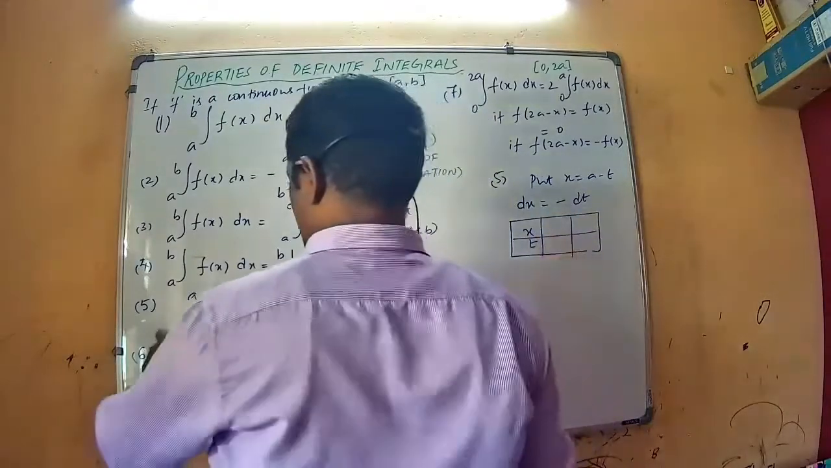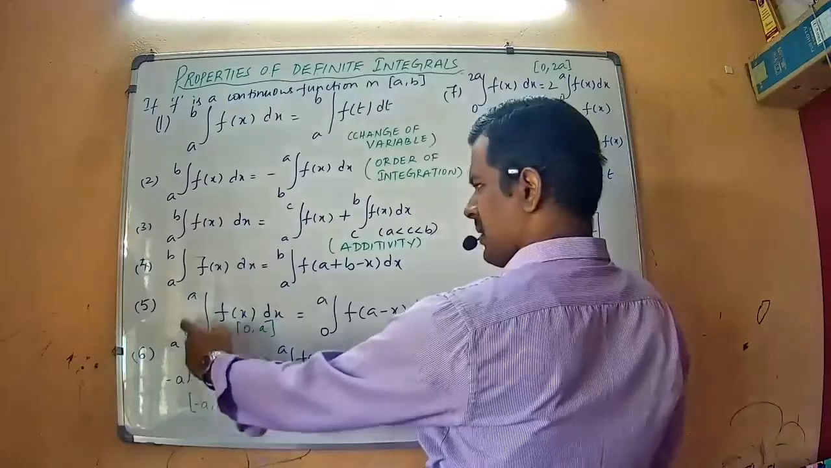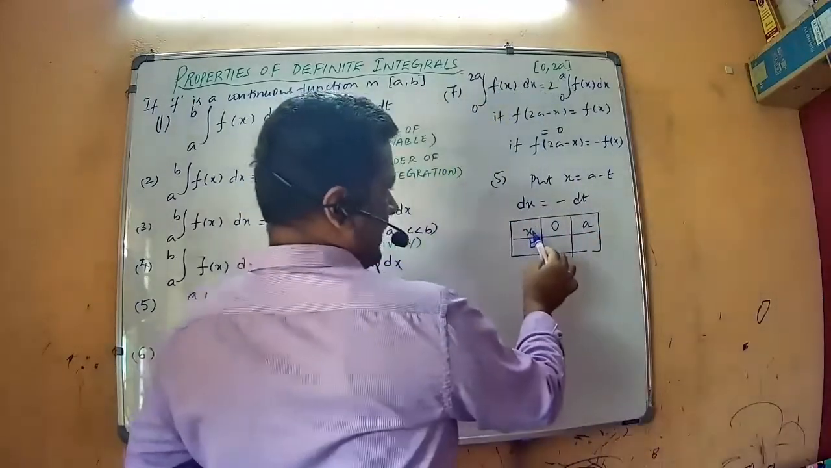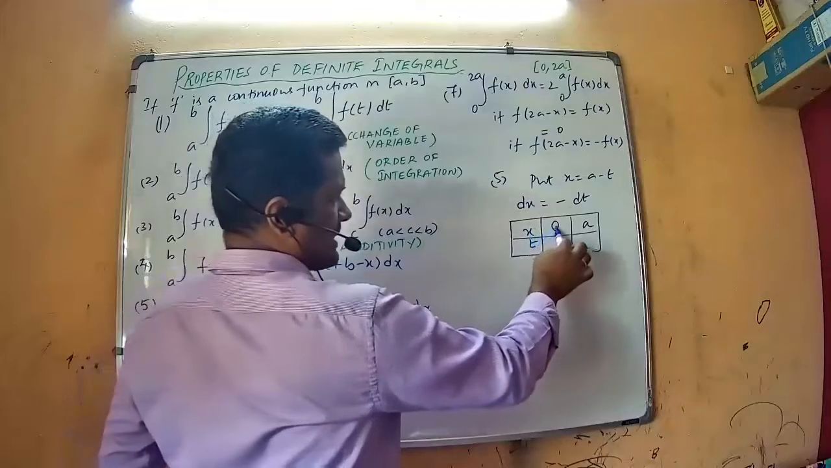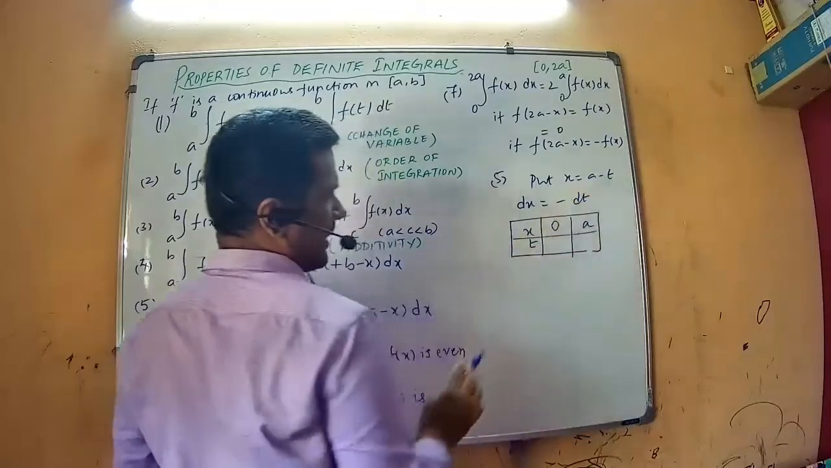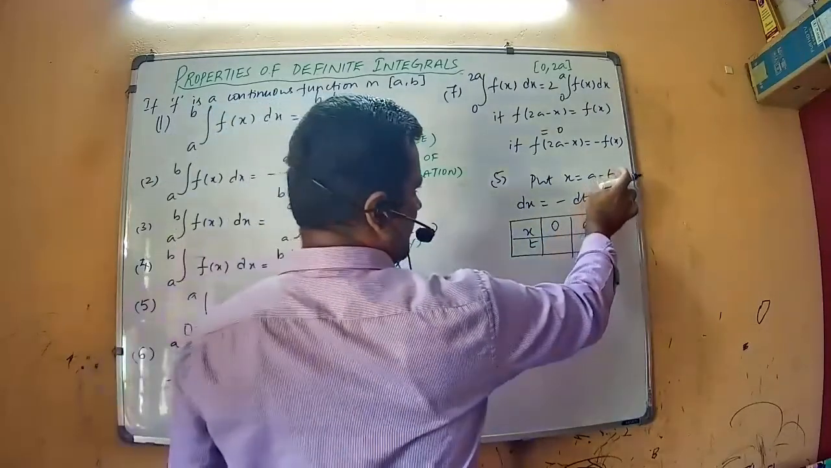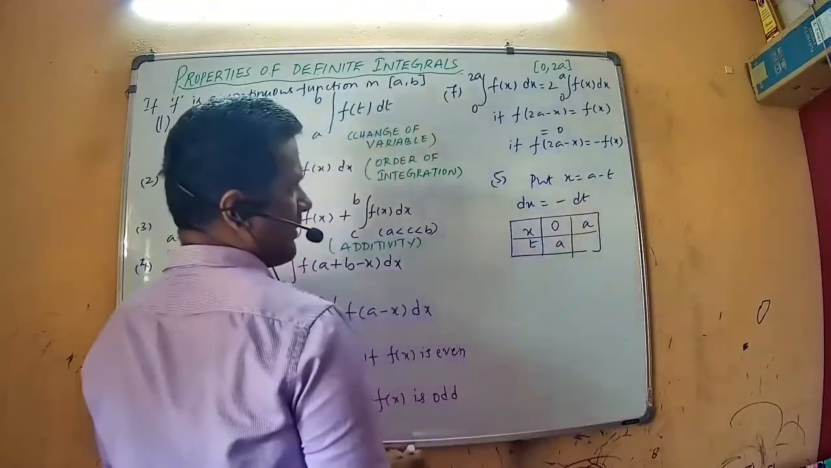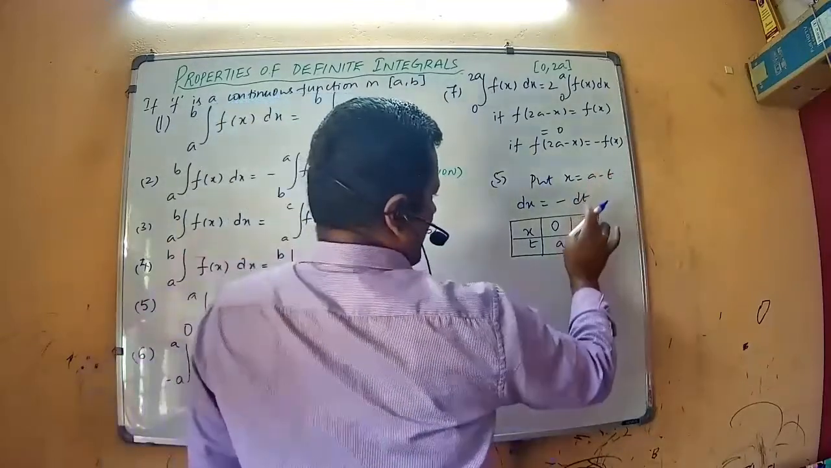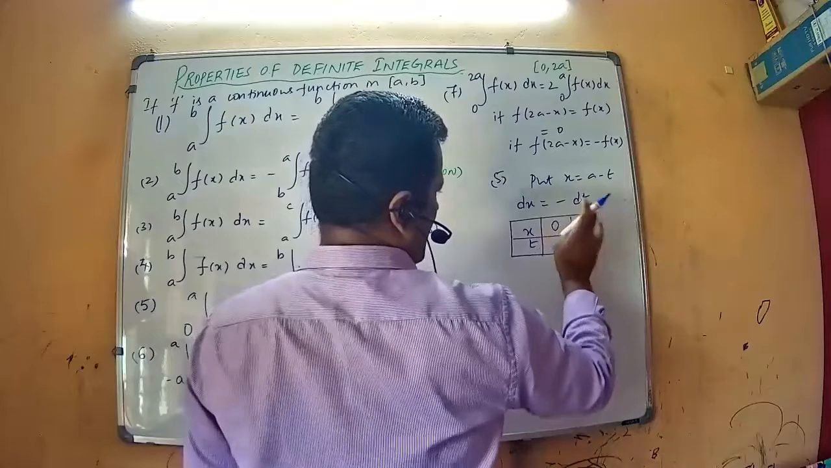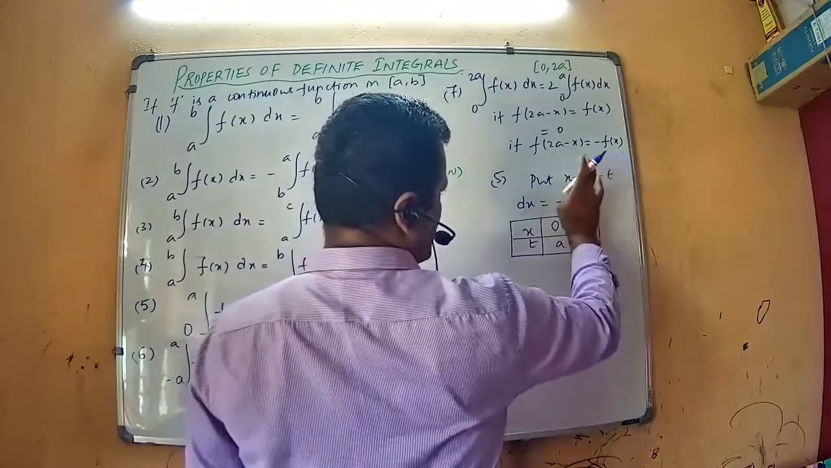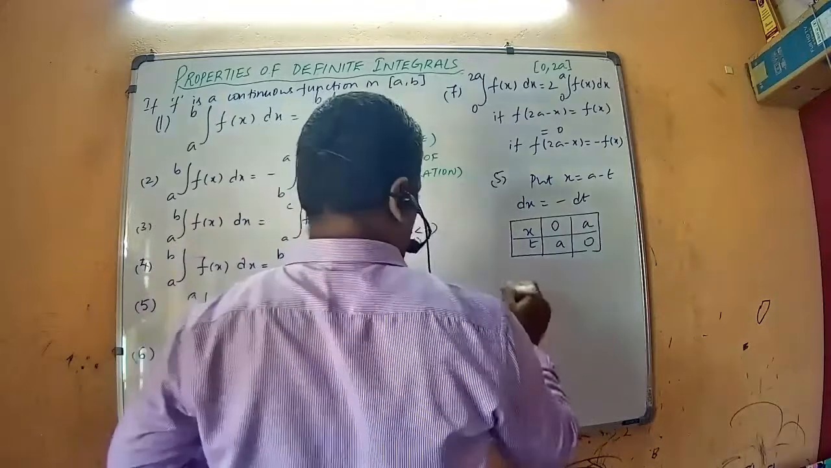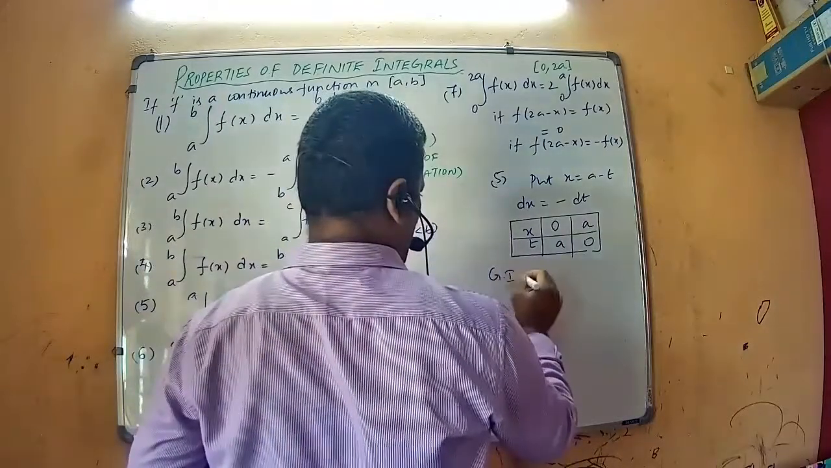Initially, the limits are 0 and a. Now, what happens when x is equal to 0 here? What is the value of t here? t will become a. Or else when x is equal to a, t will become 0. Finally, the given integral will change like this.